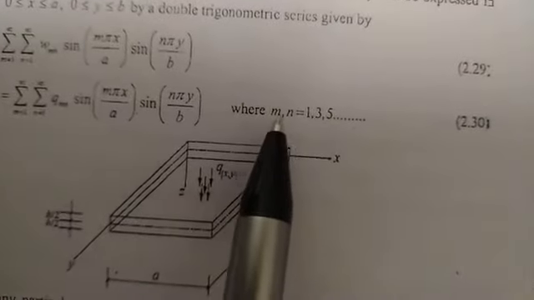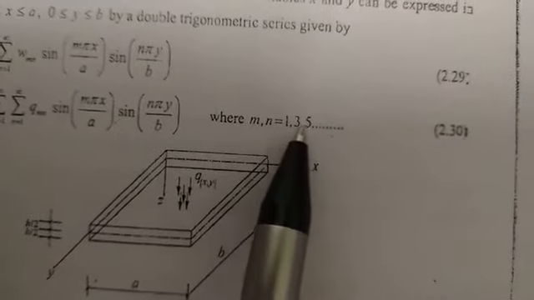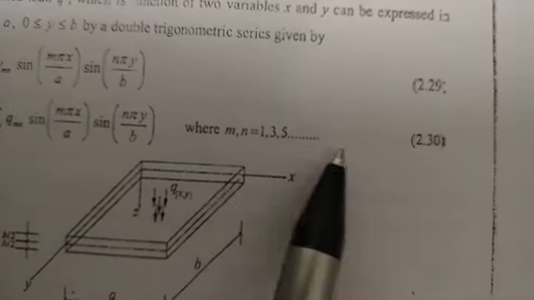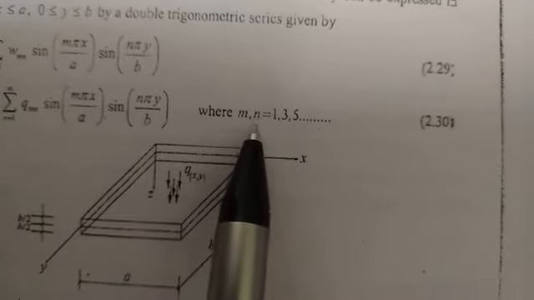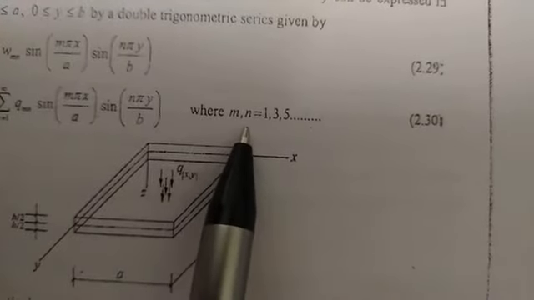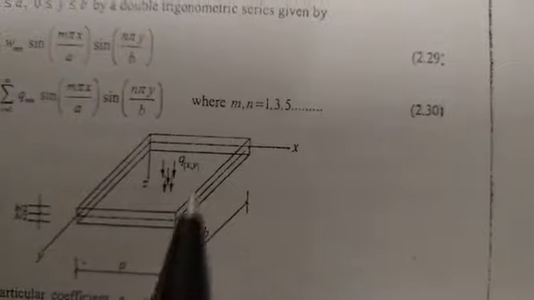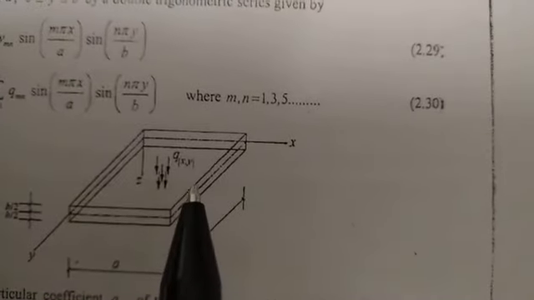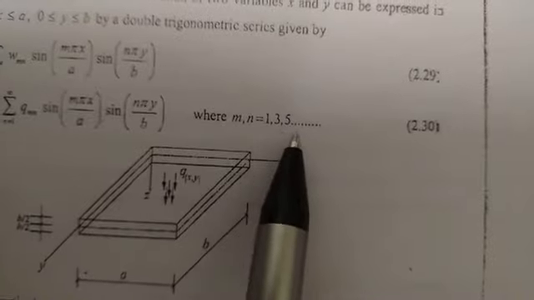So where m and n are odd numbers like 1, 3, 5 and so on. If you take m or n equal to an even number, then this term will vanish. So we'll see that in the next part, but for now I am telling you why we have taken these odd numbers. Okay, so this is the diagram of the plate shown here.